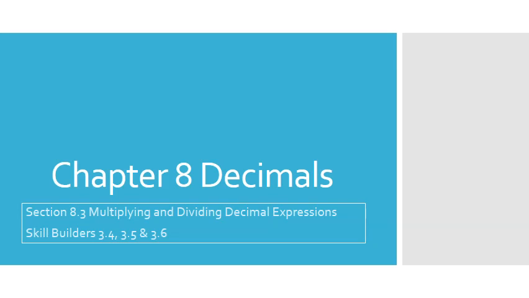Your homework is Skill Builder 3.4, which is multiplying decimals, 3.5, which is dividing decimals, and also 3.6 is converting fractions to decimals, and also a little bit of order of operations. So this podcast is going to focus on helping you work through these exercises.